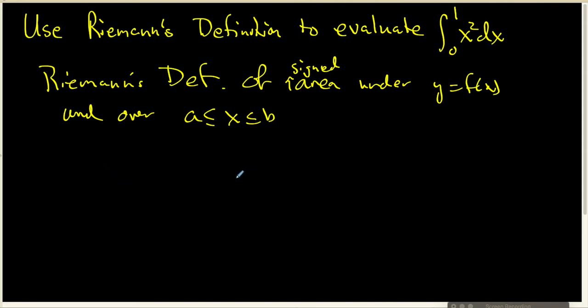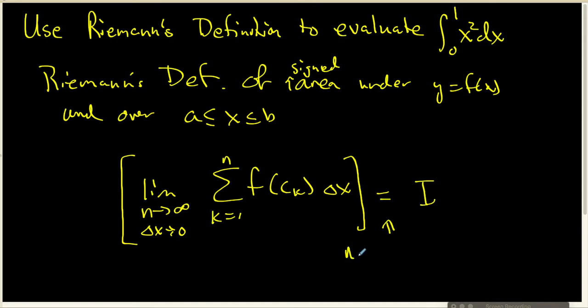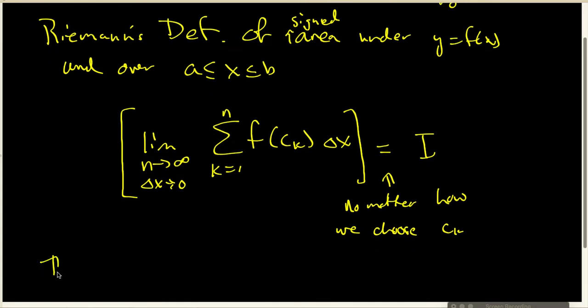What Riemann did is he said, okay, the first thing that we're going to do is we are going to add up a bunch of areas of rectangles. And then we're going to take the limit as the number of those rectangles gets big and their widths drop to 0. And if this thing is always equal to I, no matter how we choose the ck's, then we're going to say that the integral from a to b of f of x dx and the area underneath the curve is going to be equal to that limit, or in other words, equal to I.